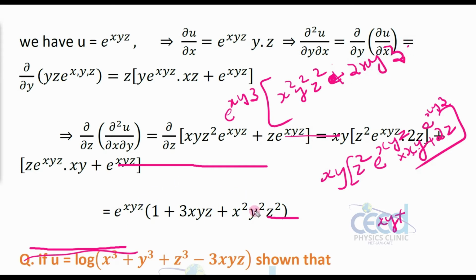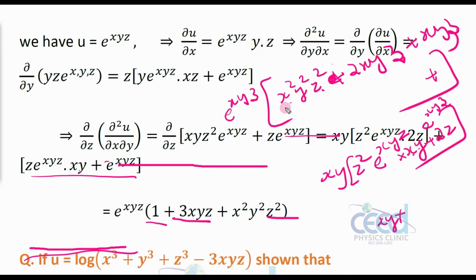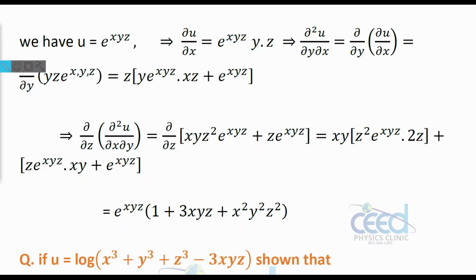Then the last term here: if you take xyz out, here I have xyz plus, if you take e raised to xyz here, 1. Okay, so this is x square y square z square. Here 2xyz plus xyz, that is 3xyz, and here we have x square y square z square. So that's all about this question. Now let us go to another question.